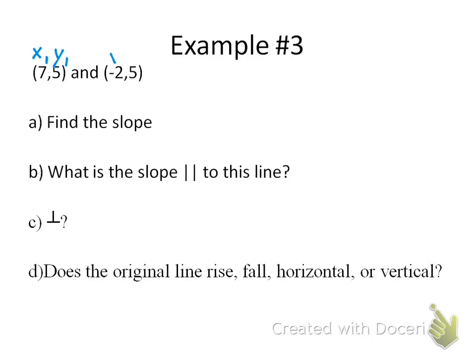Like previous examples, I'm just going to start by labeling my points. I want to subtract which one, x or y on top? Y. 5 minus 5. And the x is on the bottom, negative 2 minus 7. I'm getting 0 over negative 9. So what's my slope here? 0.